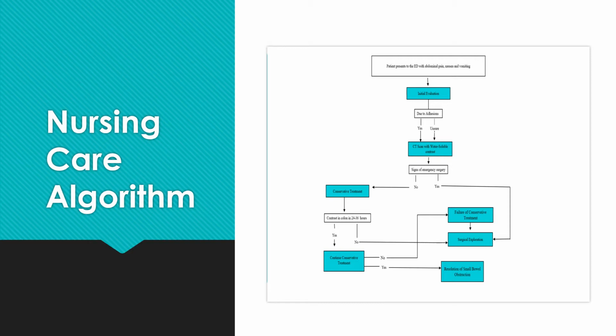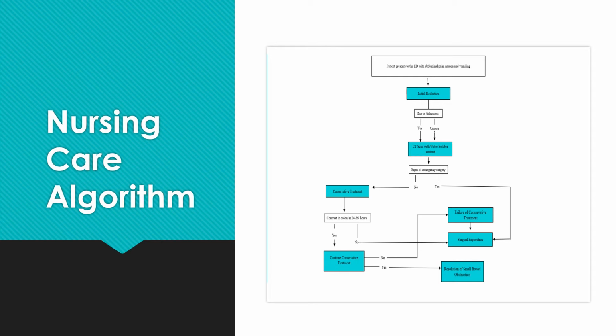Some things that might lead to emergency surgery include strangulation, bowel ischemia, and peritonitis. If there are no signs that emergency surgery is needed, conservative treatment is the route to go. Conservative treatment includes making the patient NPO, or nothing by mouth, inserting a nasogastric tube for decompression, and hooking it up to suction. Another big thing that helps in conservative treatment is ambulation. Ambulation helps stimulate bowel motility.